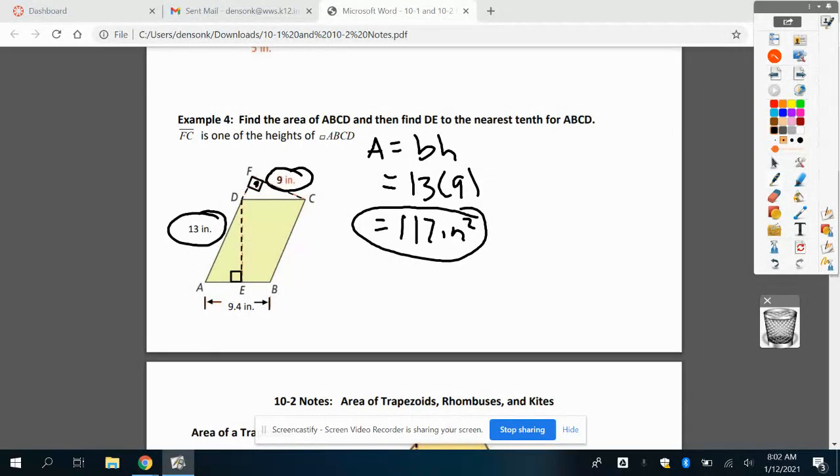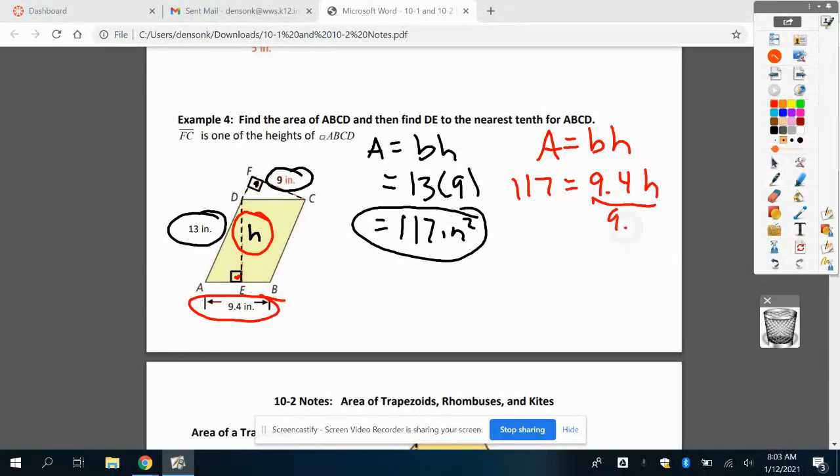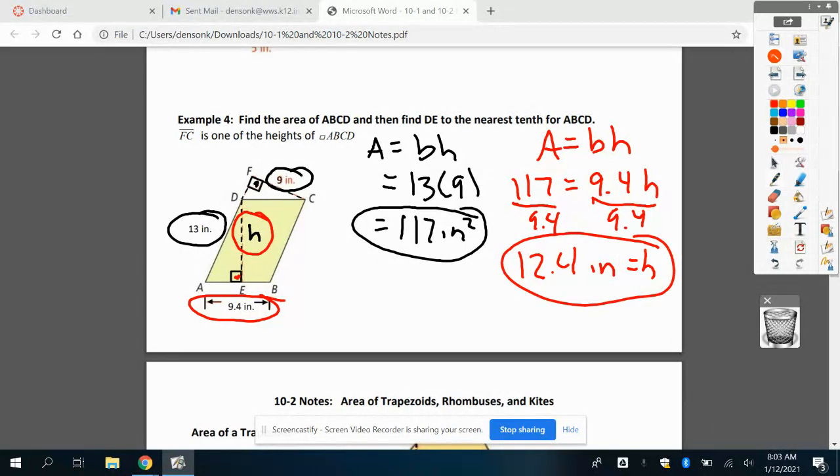Now what we want to find is this height DE, that H there. So we're going to use our area that we just found. We're going to still use this problem. We're going to use the fact that we know the area is 117, and we need to get the base that goes with this height that we're trying to find here. Well, here's your right angle. That goes with this base. So our base is 9.4 times our height. So to get the height, we need to divide both sides by 9.4. When we do that, you get the height of DE to be 12.4 inches. That's your distance of DE.